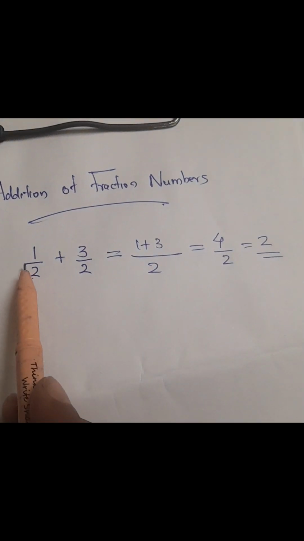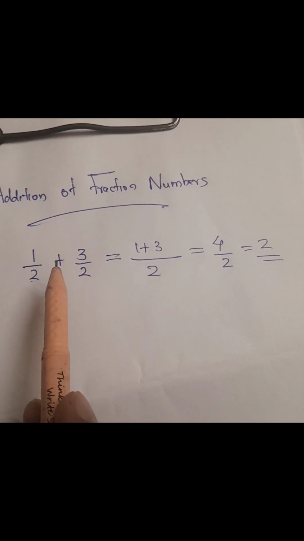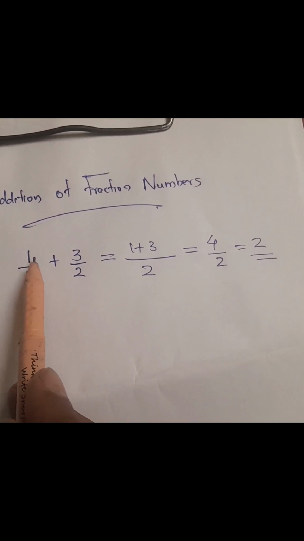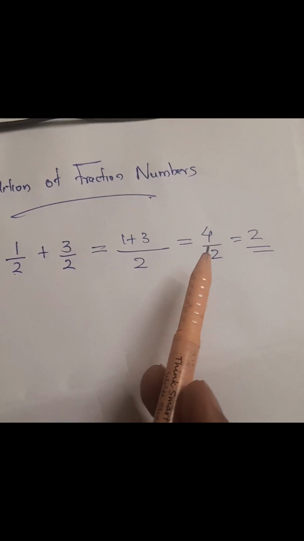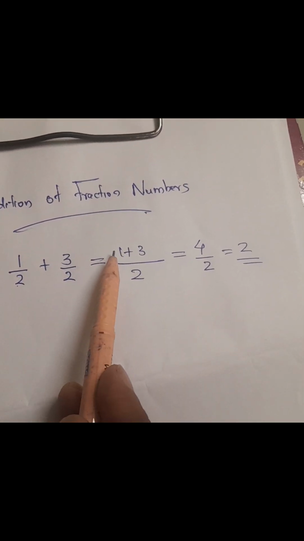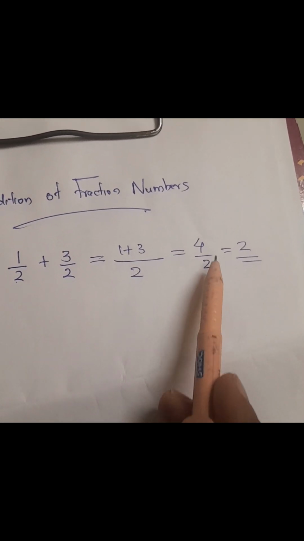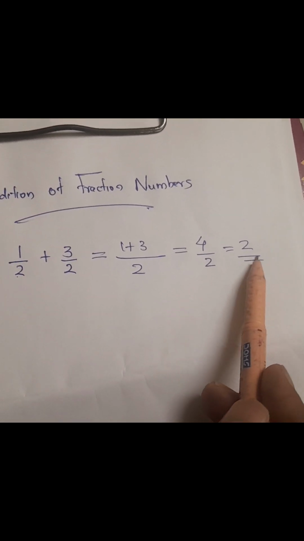When we add two fractions with the same denominator, we simply add the numerators and put the denominator. Numerator 1 plus 3 by 2. 1 plus 3 is 4. 4 by 2 is 2.